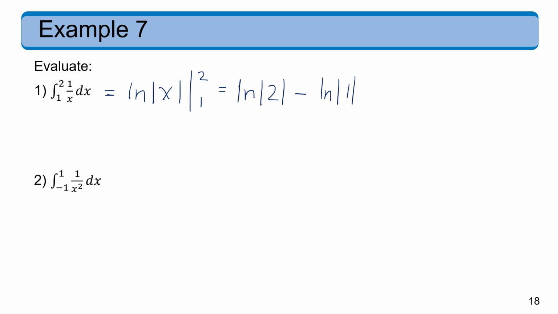Next, we can deal with the absolute values, right? Since 2 is positive, the absolute value of 2 is just 2. And then the absolute value of 1 is 1. And then we remember that natural log of 1 equals 0. And so it simplifies to just natural log of 2, and that's our answer.